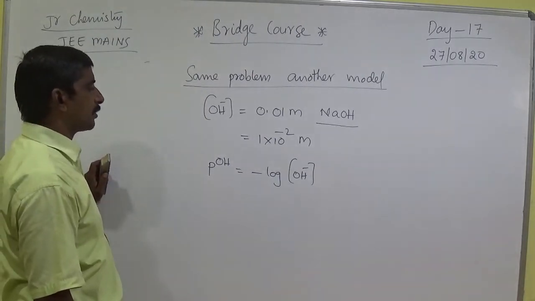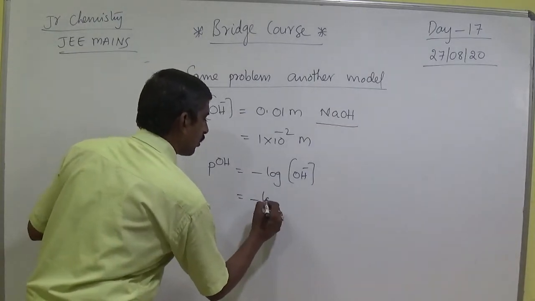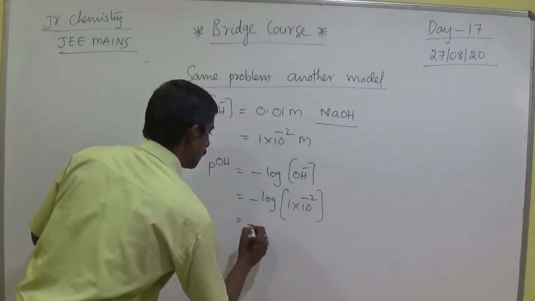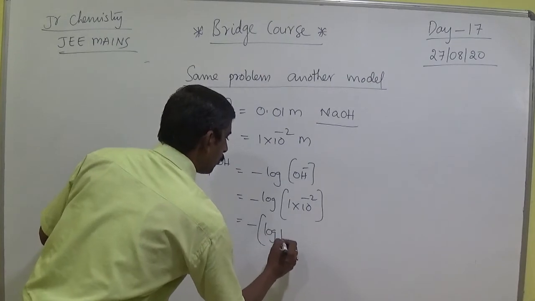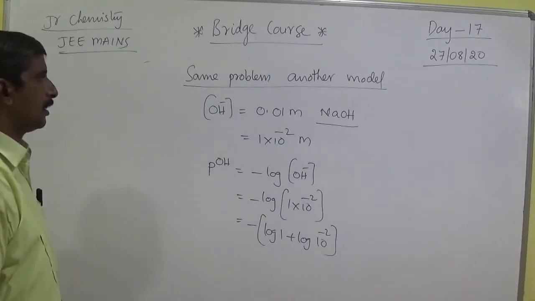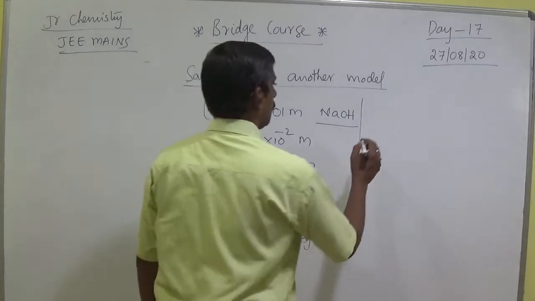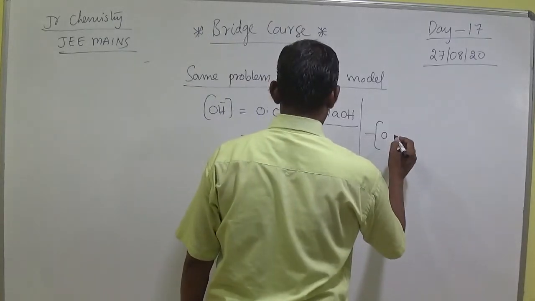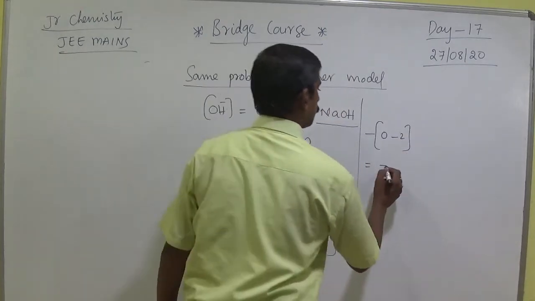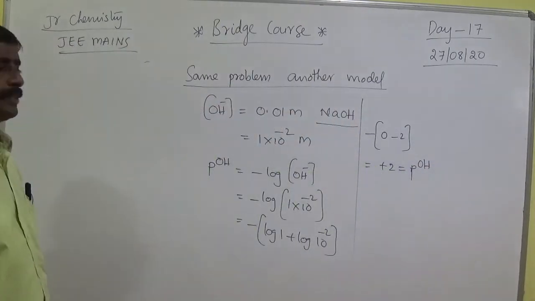pOH equals minus log of OH minus. Minus log of 1 into 10 to the power minus 2. That means minus log 1 plus log 10 to the power minus 2, since log AB equals log A plus log B. Log 1 is always 0. So minus 0 and minus 2; minus into minus is plus. So plus 2 equals pOH.